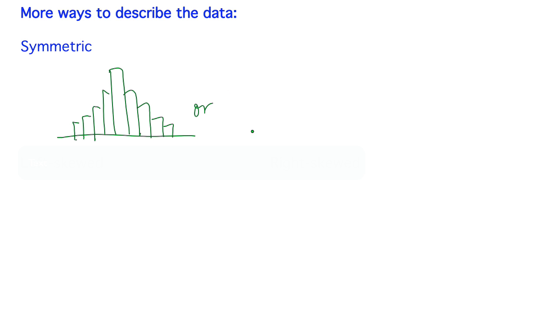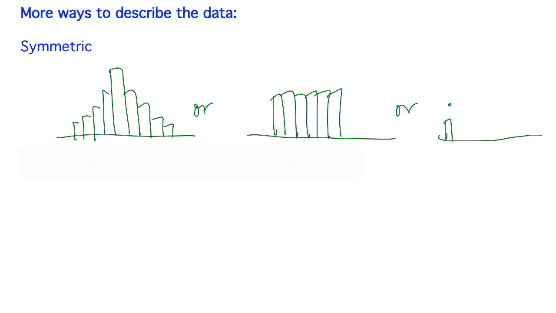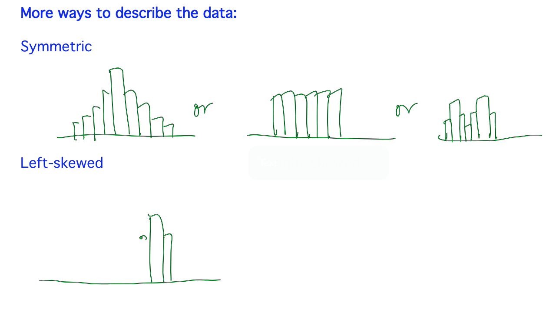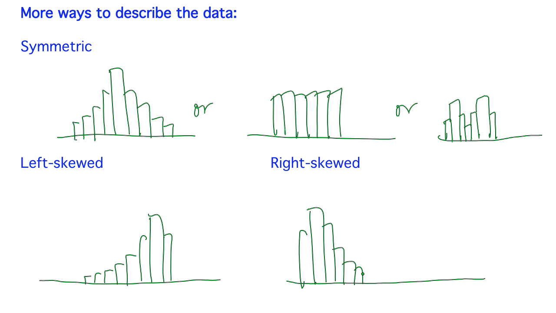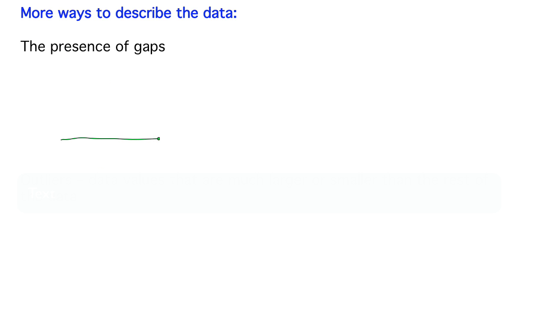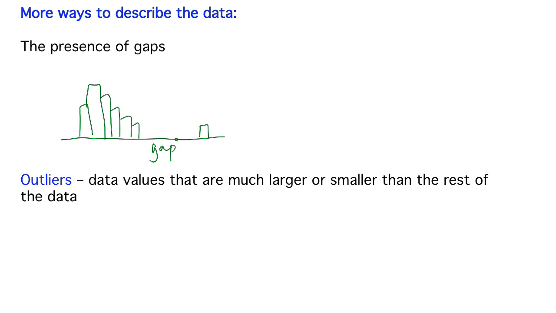Histograms can be symmetric, which can be the case in unimodal distributions, distributions without a mode, or multimodal distributions. They can be left or negatively skewed, meaning it has a long left tail, or right or positively skewed, meaning it has a long right tail. We can also see deviations from the overall pattern, such as gaps in the data. Outliers are data values that are separated from the rest of the data because they are much larger or much smaller.